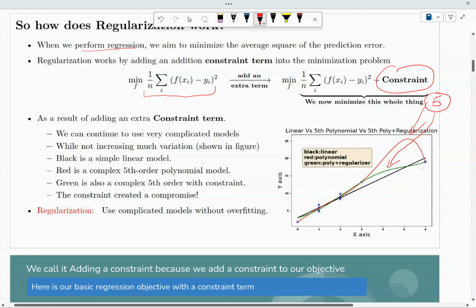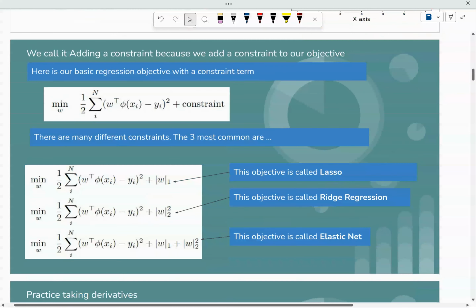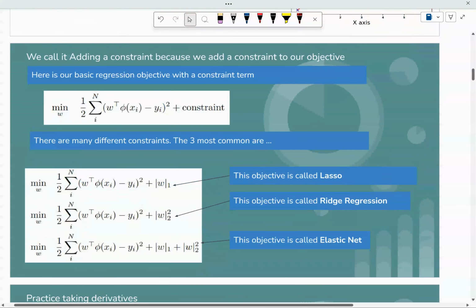Notice how it's still able to hit this point, which is what we are trying to do, and it's not increasing the variation by very much. So, in a sense, it created a really good compromise. The idea of creating this compromise solution in green is called regularization. It is also called adding of constraints. So, why do we call this adding a constraint? Because depending on the constraint we add here, it results in different algorithms.